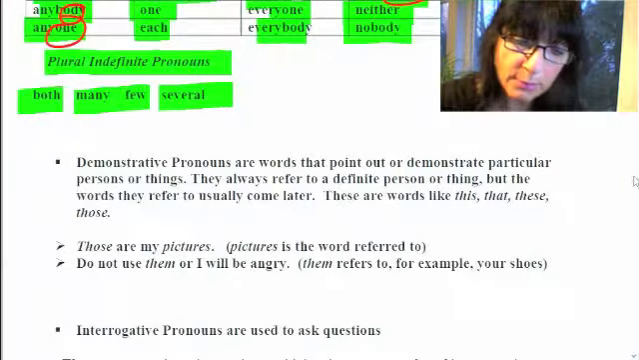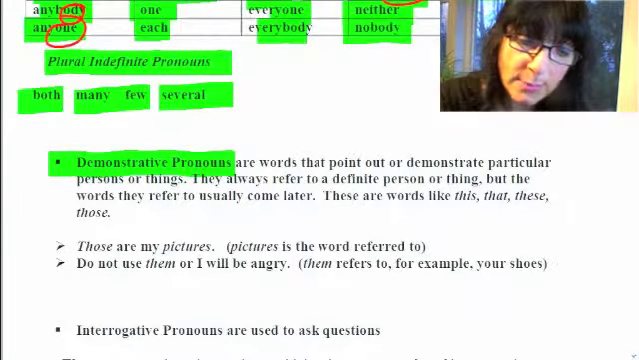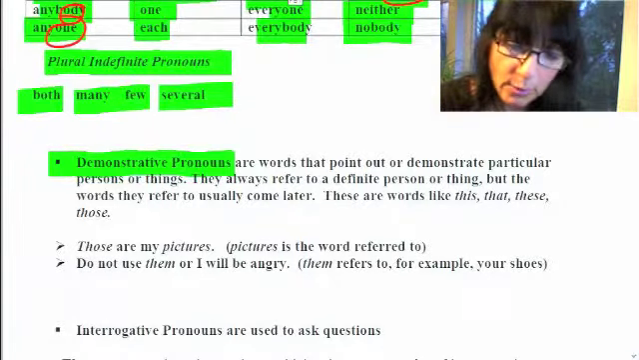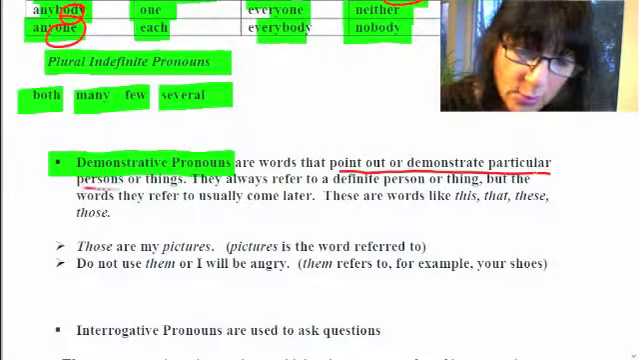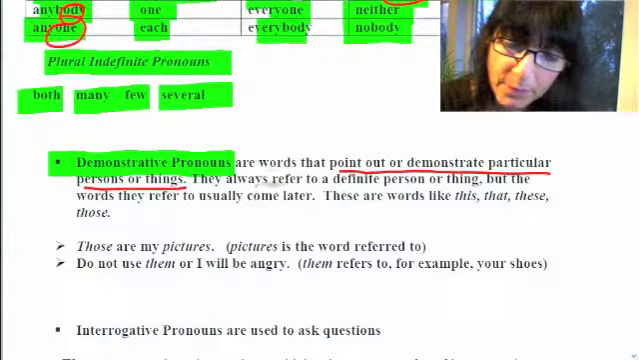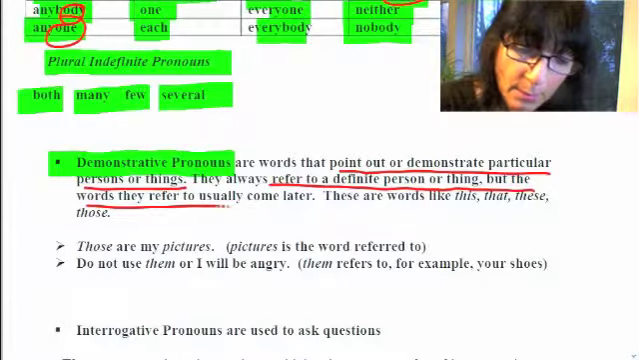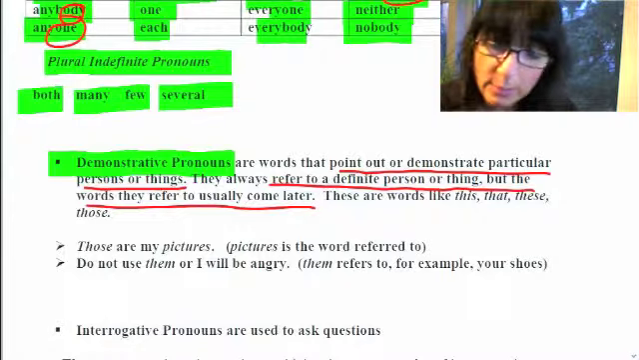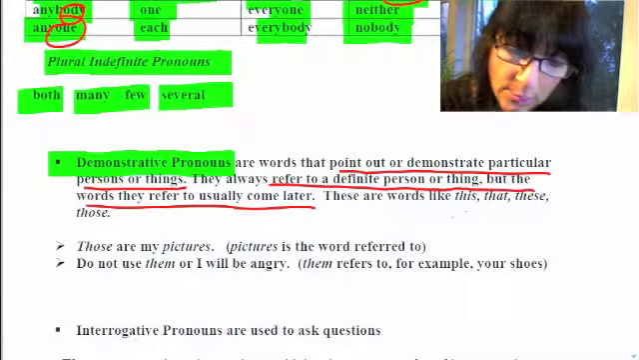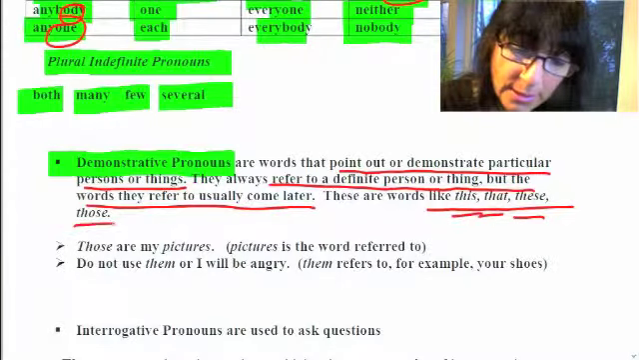And yet another type of pronoun to familiarize yourself with would be called a demonstrative pronoun. Now the word to demonstrate means to show or to point out, and that's what these pronouns do. They are words that point out or demonstrate particular persons or things. They always refer to a definite or a specific person or thing, but often the word they refer to will come later in the sentence. And demonstrative pronouns are words like this, that, these, and those.